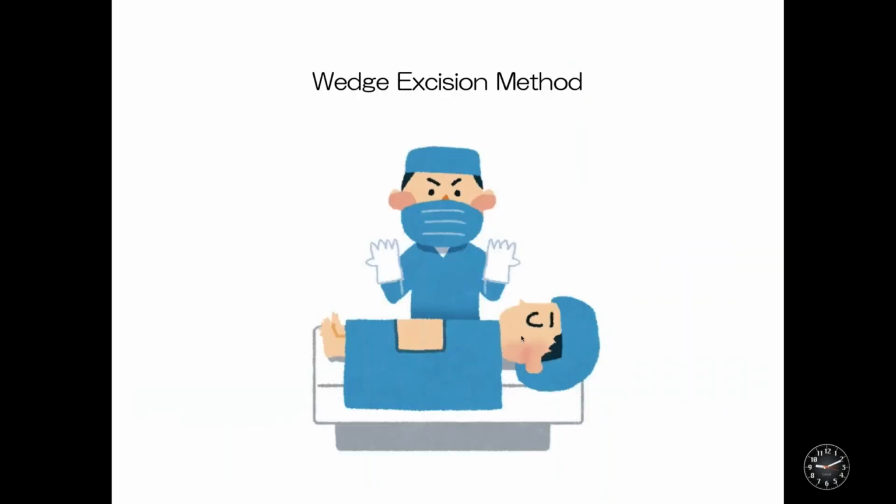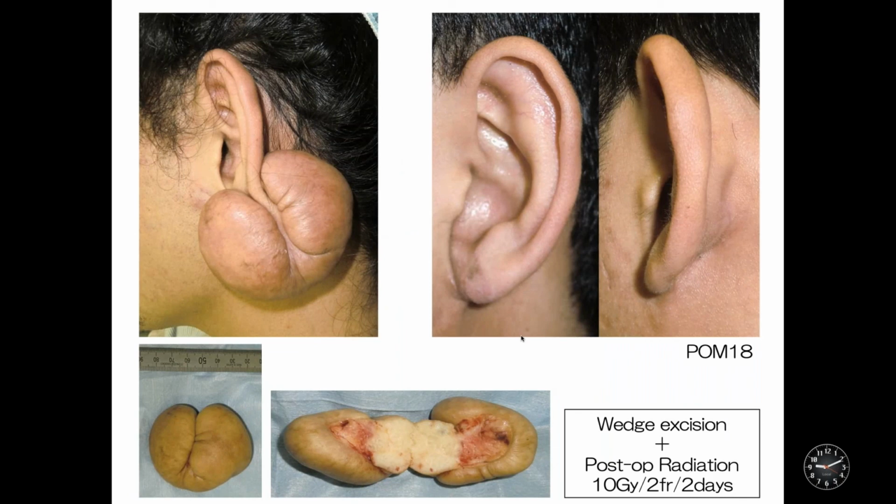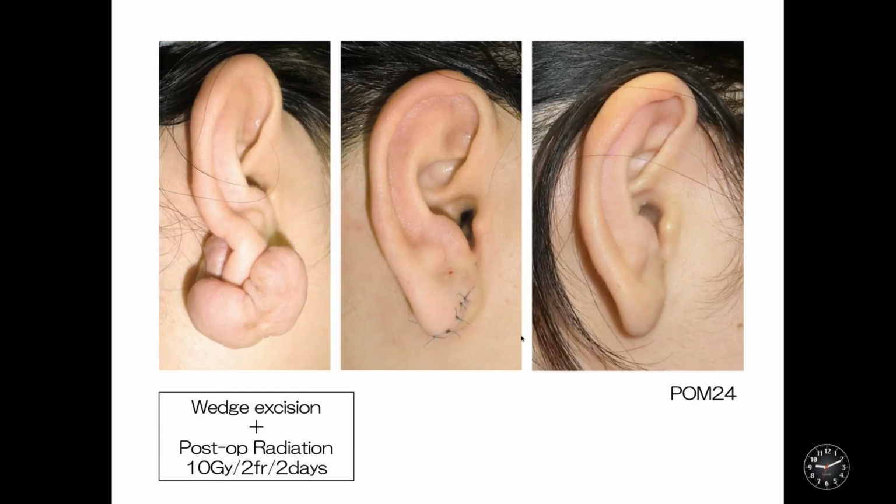And the wedge excision can be used for the earlobe. Such a big piercing keloid: cut, suture, and radiotherapy. This case was treated by postoperative radiation, 10 Gy in 2 fractions over 2 days. This is another case.